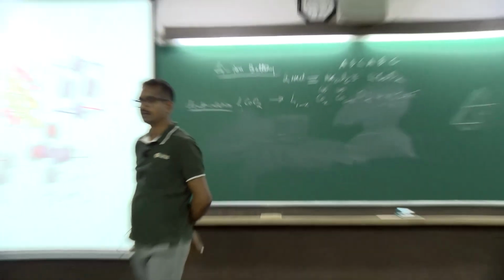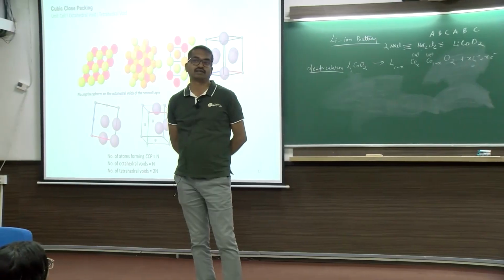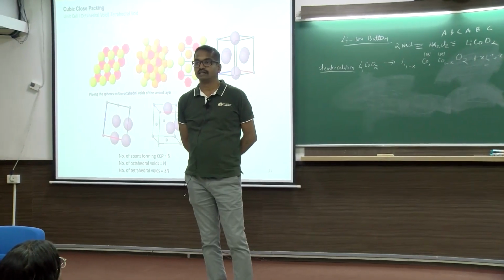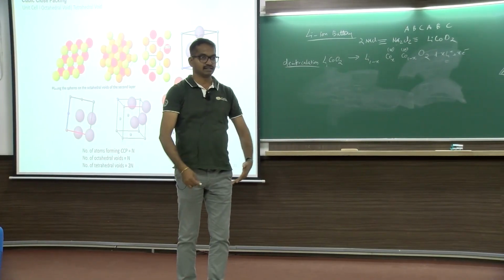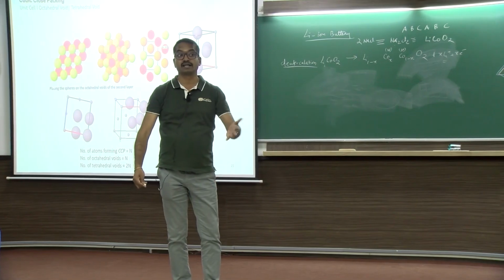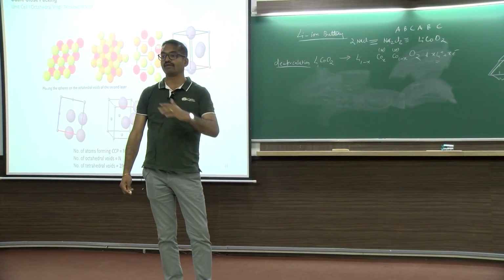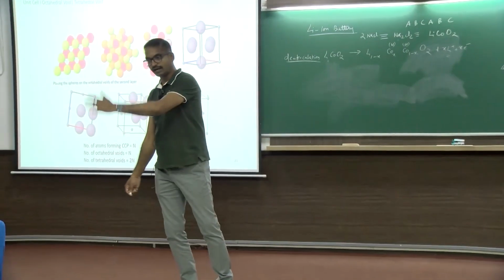Then you get the structure of LiCoO2. So, how do you define the structure of LiCoO2 now? It is a CCP array of oxide ions in which the cations occupy layers alternatively. Therefore, you have a layer of lithium, a layer of cobalt, a layer of lithium, a layer of cobalt.